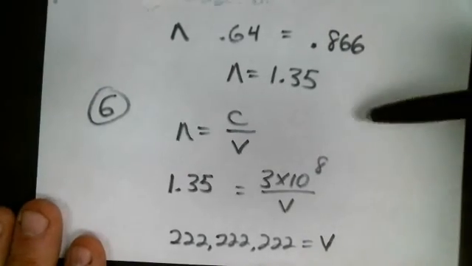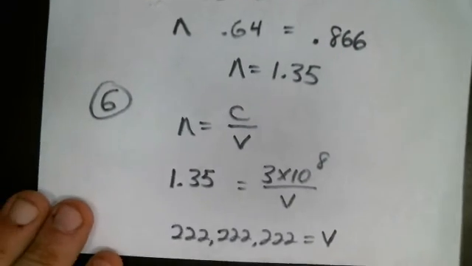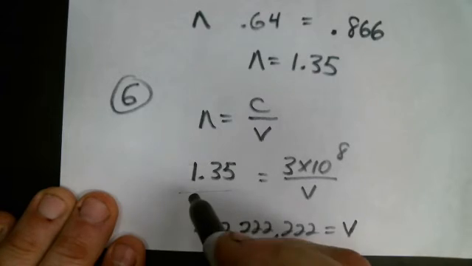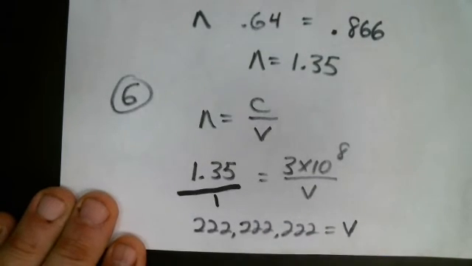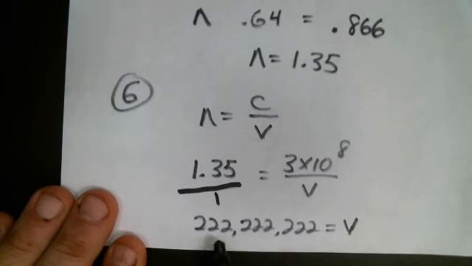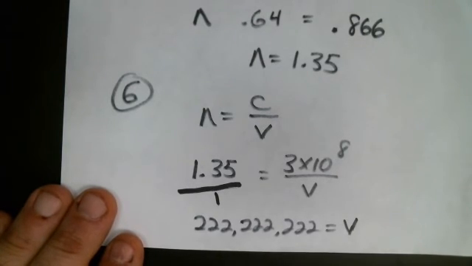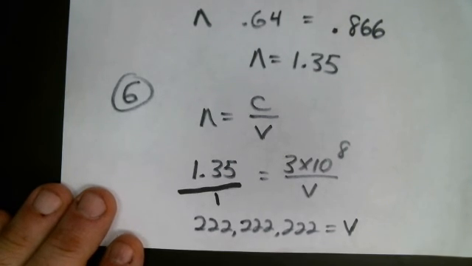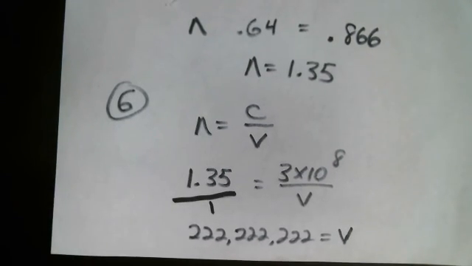So if you do your math correctly, remember one way of doing this is to make it a proportion by putting that over 1, cross multiplying and dividing, and you'll get 222 million, 2222222. So that's how we do that day's homework.